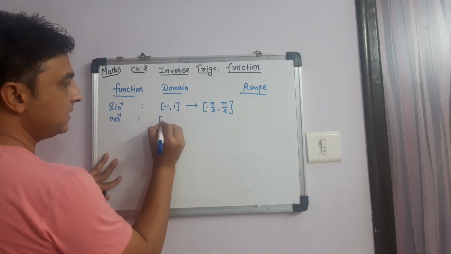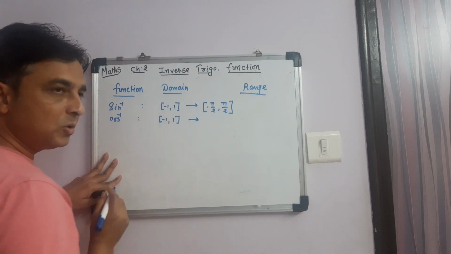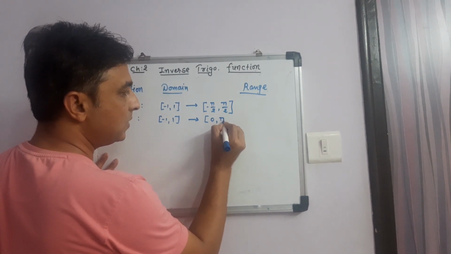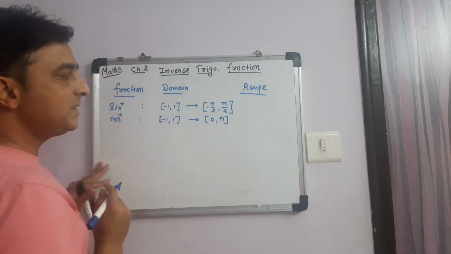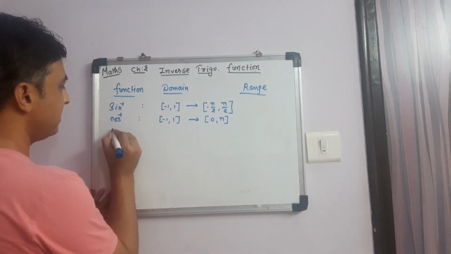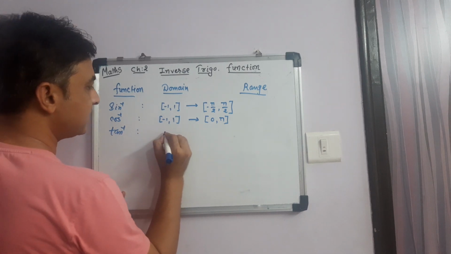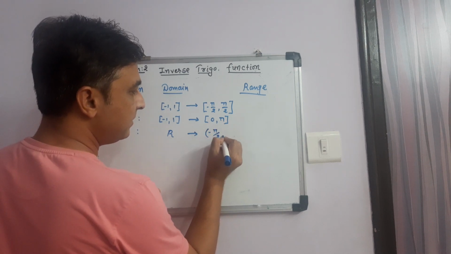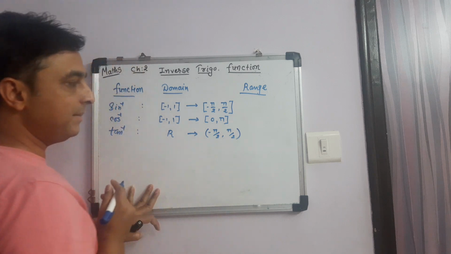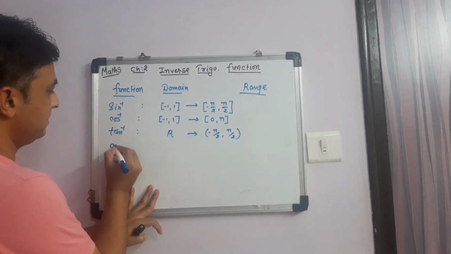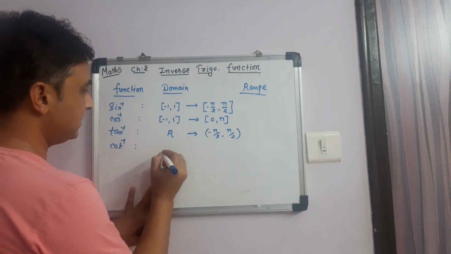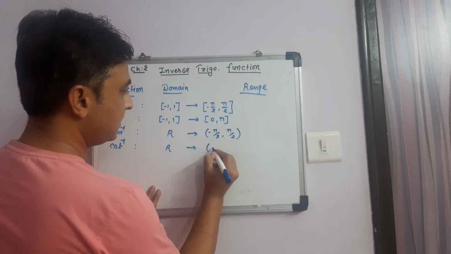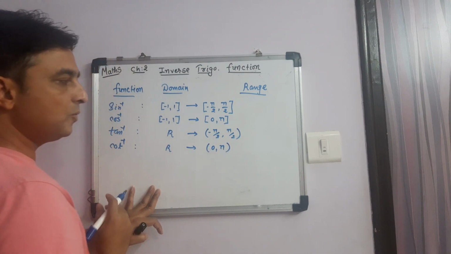Cos inverse is similar, minus 1 to positive 1 to the closed interval 0 to pi. Tan inverse, it's from R to the open interval minus pi by 2 to plus pi by 2. Cot inverse, it is also from R to 0 to pi.